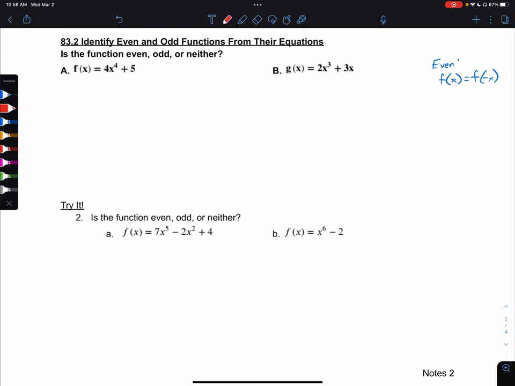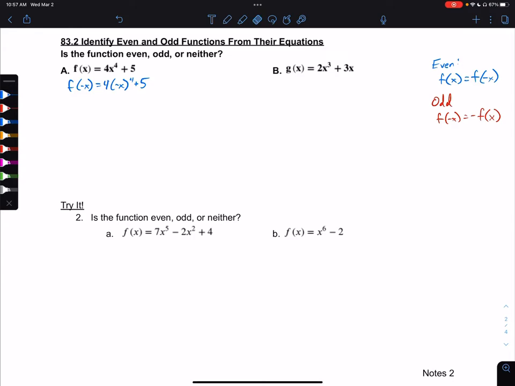If it is odd, then f of negative x is equal to negative f of x. Okay, and we'll see these in play when we do examples A and B. So to figure out whether a function is even, odd, or neither, if you're not given the graph, what you want to do is take the function and replace all of your x values with a negative x.